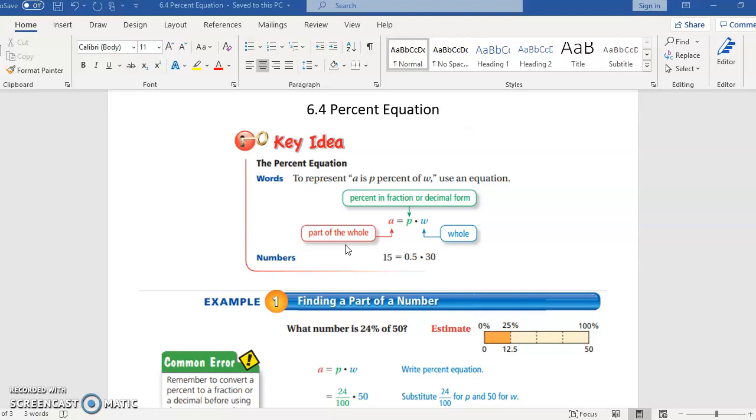So the percent equation is A equals P times W. A is the part, P is the percent, but remember you have to write it as a fraction or a decimal, and W is the whole. So let's do a couple examples.